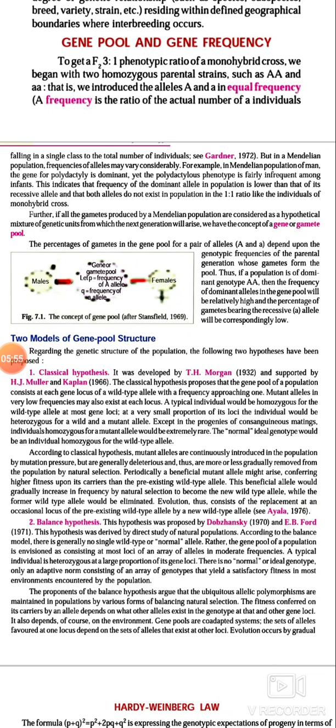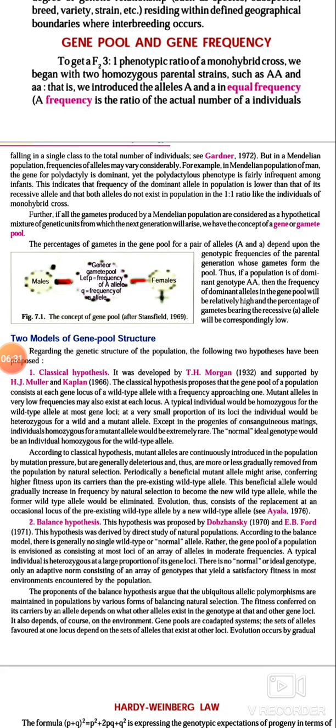Periodically, a beneficial mutant allele might arise conferring higher fitness upon its carriers than the pre-existing wild-type allele. This beneficial allele would be gradually increased in frequency by natural selection to become the new wild-type allele, while the former wild-type allele would be eliminated. Evolution thus consists of the replacement at an occasional locus of the pre-existing wild-type allele by a new wild-type allele.